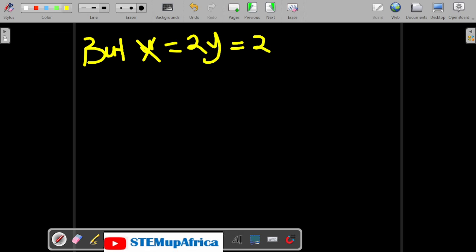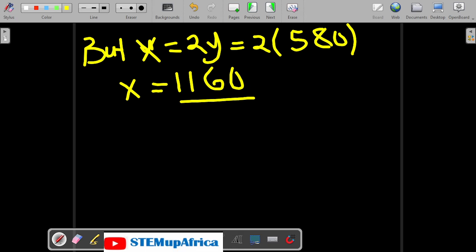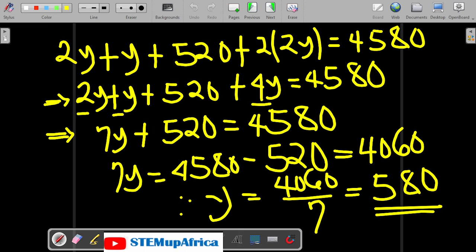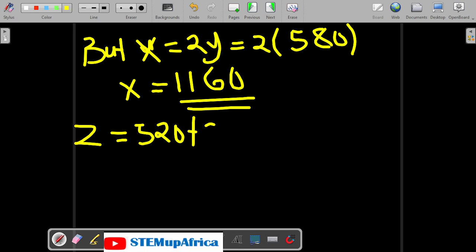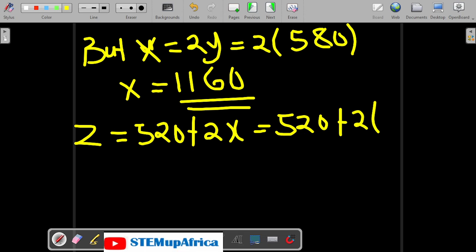So x equals 2y. So we have 2 bracket 580. So my x will be what? Multiply 580 by 2, that will give us 1,160. So this is the number of children. Then the number of men, which is z now, let me not make a mistake, is 520 plus 2x, which is 520 plus 2 brackets. Where's my x now?